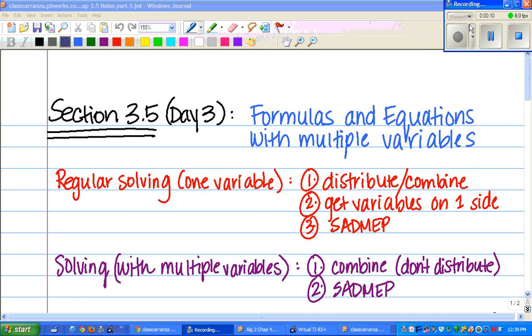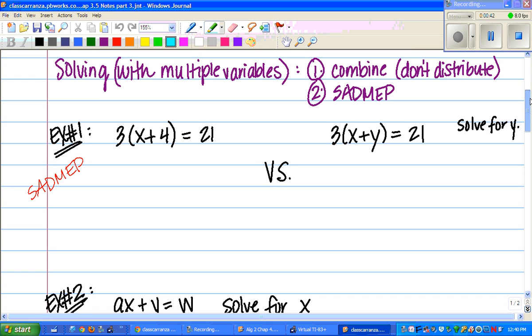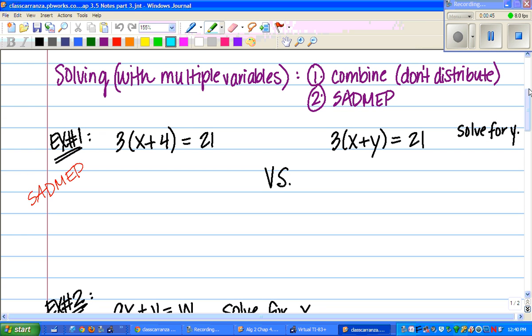Today we're going to be talking about formulas and equations with multiple variables. Now, here's a quick little reminder. When solving regular problems with one variable, the first step is always to distribute or combine your like terms, get the variables on one side, and then SADMAP. When we're doing multiple variables, we're going to combine. We don't do any distributing, but then we use SADMAP. So it's pretty much the same thing. So let's go through a couple of examples.